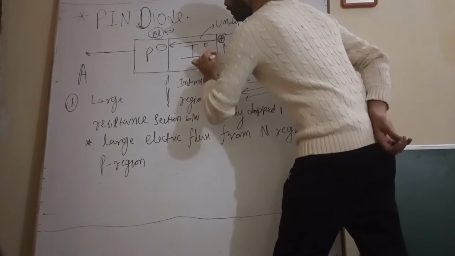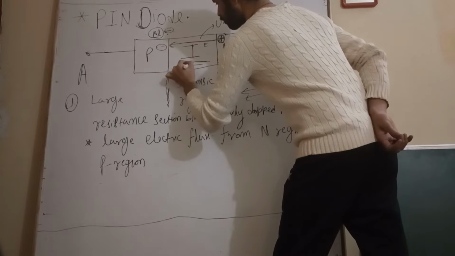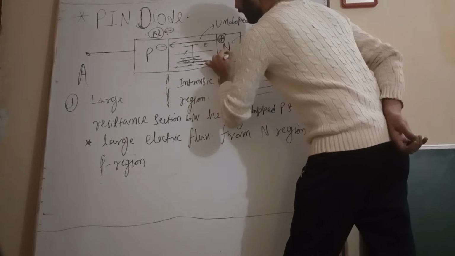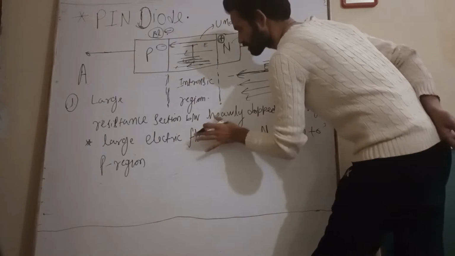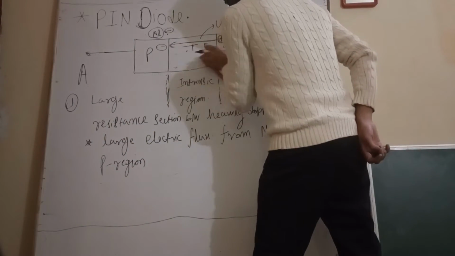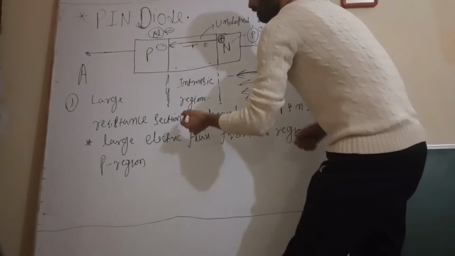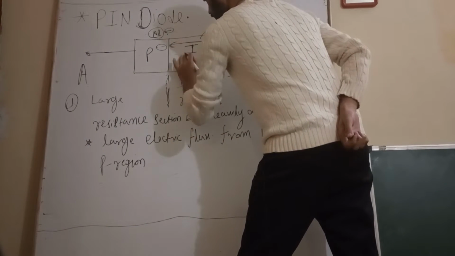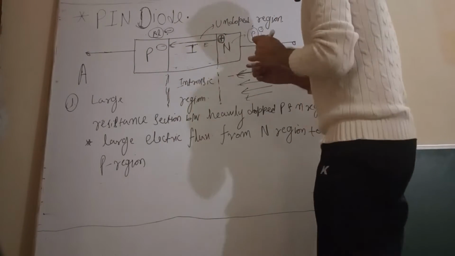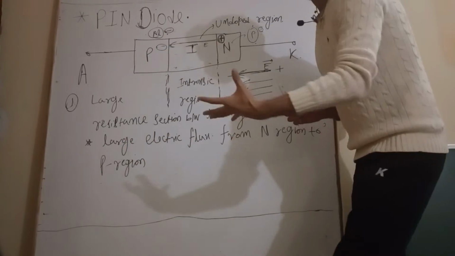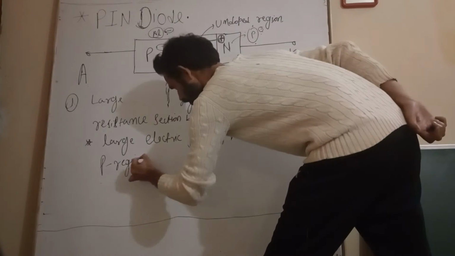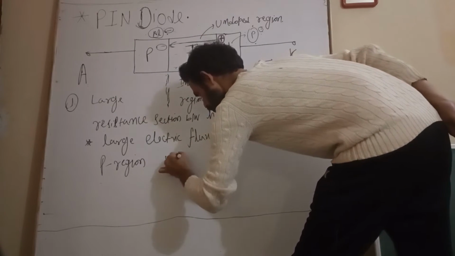Therefore there is an establishment of electric field from higher potential to lower potential, from positive to negative. So a group of electric fields, so many electric fields, exist from the n region to the p region. That number of electric fields is nothing but electric flux. So there is an establishment of large electric flux from the n region to the p region. This electric flux produces a large number of electron and hole pairs.